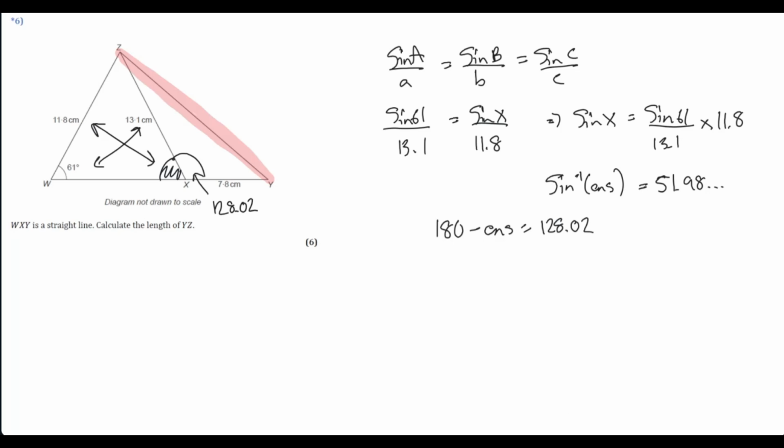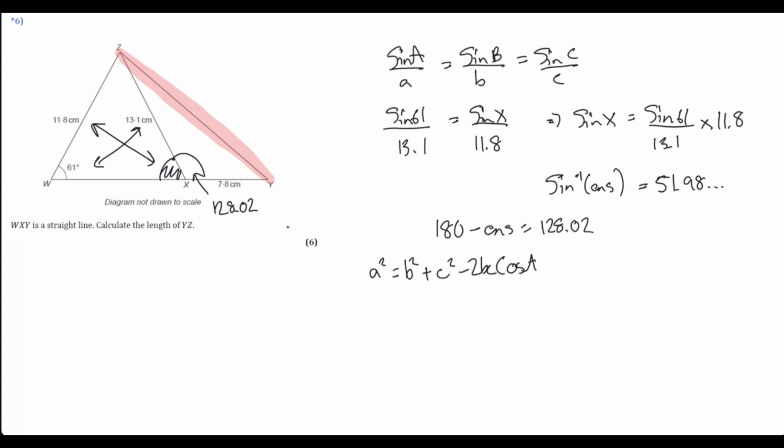Okay. Now, lastly, what do I have? I have an angle and I've got two sides. From experience, I know that's going to be the cosine rule. So cosine rule is a squared equals b squared plus c squared minus 2bc cos a.